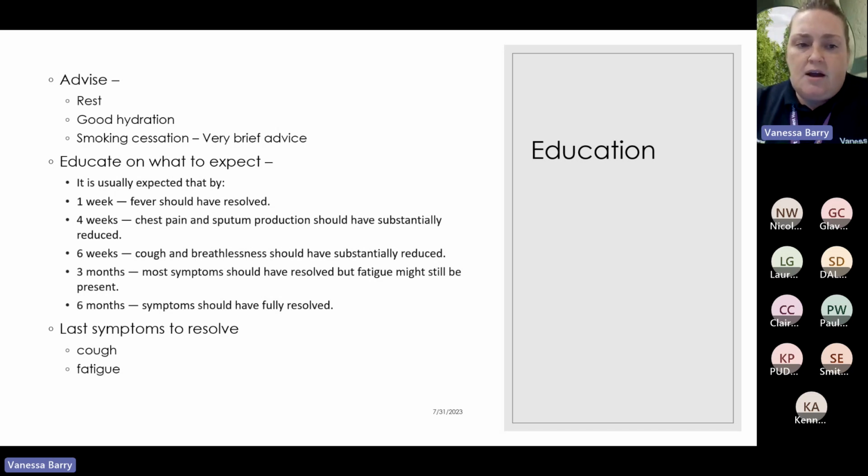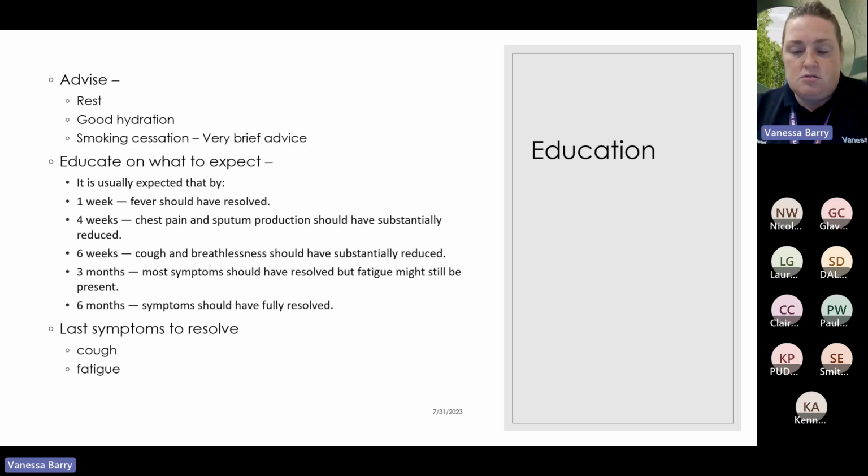Educate them on what to expect. So after a week, we expect them to not feel red hot anymore. After 4 weeks, we're expecting that chest pain, that pleuritic chest pain, and the sputum production should have substantially reduced, and if not, started to resolve. Cough and breathlessness should have reduced again by about the 6-week mark, but it still will remain, okay? And most symptoms should have resolved, but they still might feel tired at 3 months.